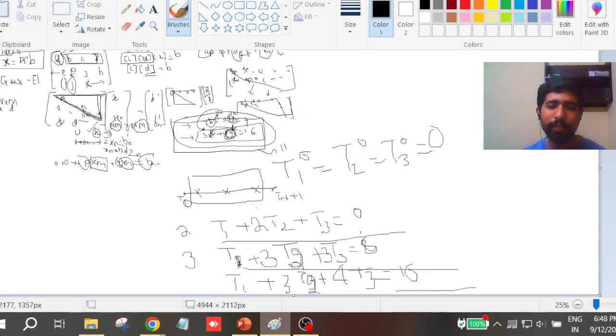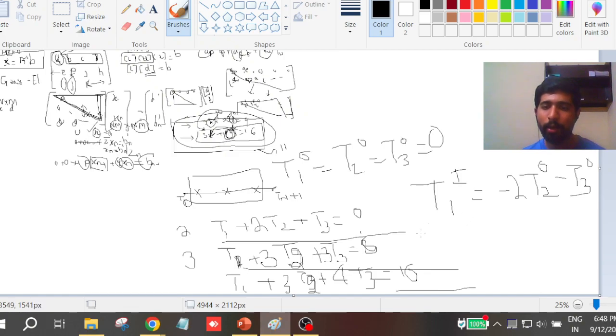Now I come to the first iteration. I try to solve the value of T1 at the first iteration. Now what I do is I will write T1 is equal to minus 2 T2 minus T3, but I can take only the zeroth iteration values. That is how I calculate the value of T1 at first iteration using T2 and T3.